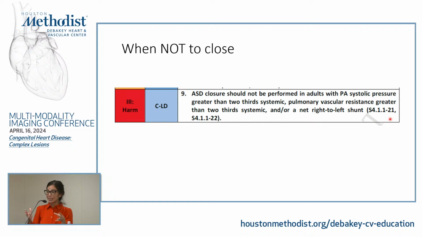In these cases, the LV and the LA are using this ASD as a pop-off. When you completely close it, your right side is happy because the volume is down in the absence of pulmonary hypertension, but the LV struggles. Then you have a very rocky post-op with pulmonary edema and prolonged ICU stay.